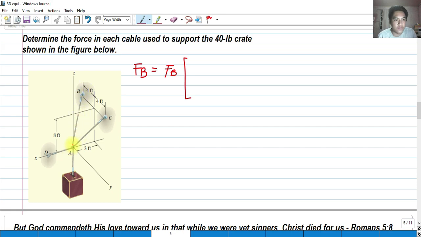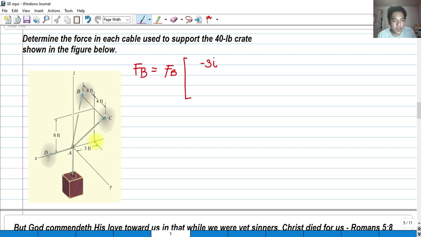So we have in the x-axis, we're going to represent it in the Cartesian vector form. To get to this point, we have 3 feet. That is negative 3i, a vector. Why negative? Because this is the positive x, and this is the negative.